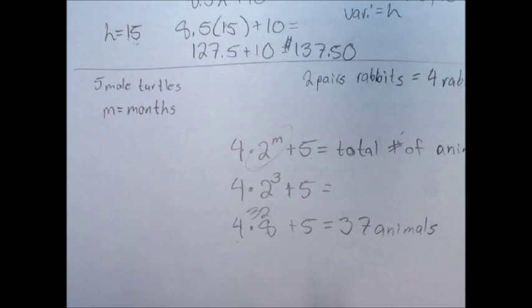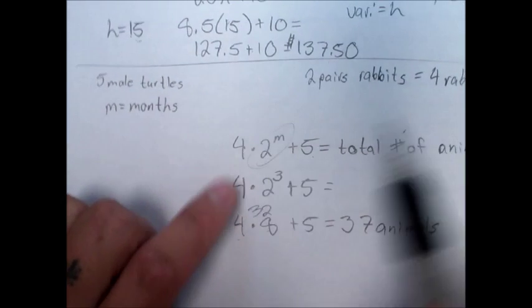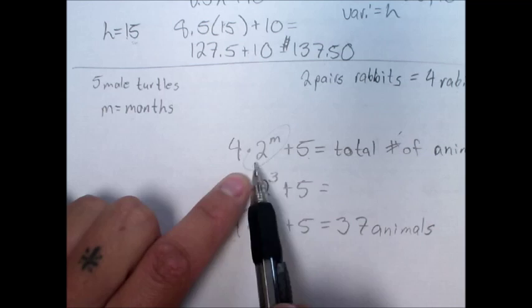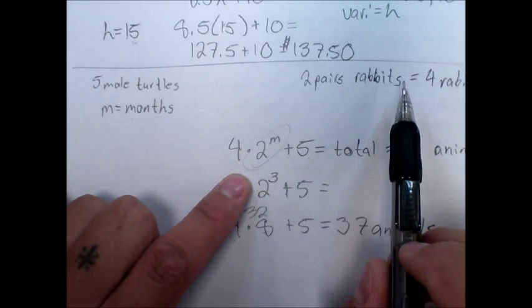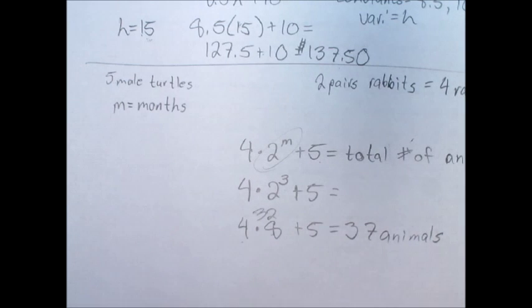So if the question says how many animals will he have in a year, this is going to go very quickly, because look, from the original, let's think about how many animals he had originally. He had 5 turtles and how many rabbits? 4. So originally he had how many animals, people? 9. Right? So he had 9. In 3 months he has 37. So let's see how many he's going to have in a year.